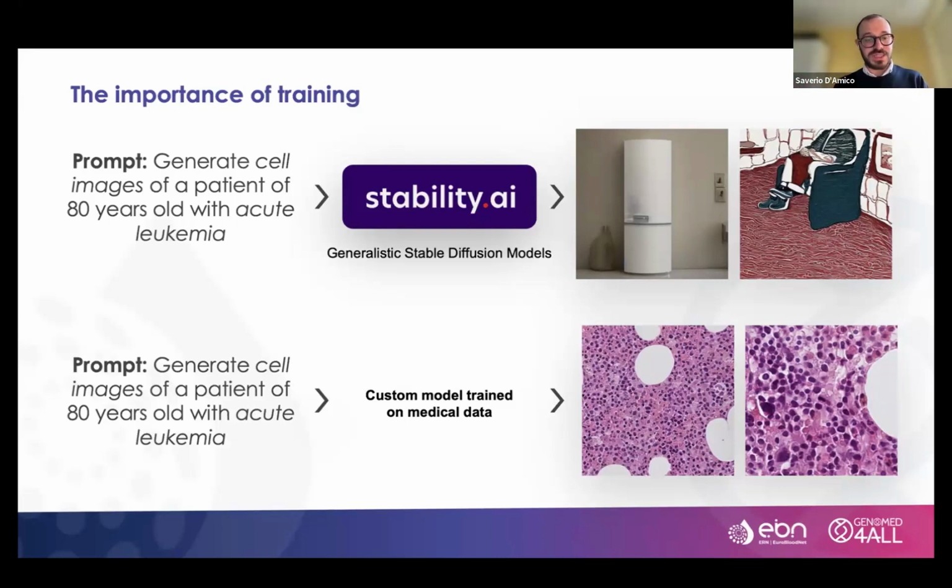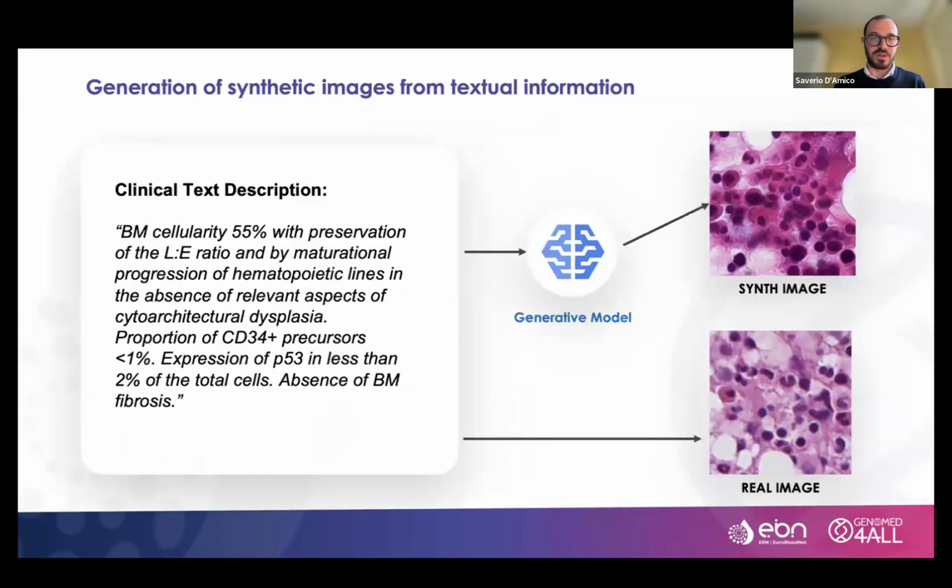Using a generalistic model like Stable Diffusion, the base of ChatGPT, for example, we cannot create histopathological images because the model does not have a strong training on healthcare data. On the other hand, using a domain-trained model can help us understand better how to create data useful for the predictive model.